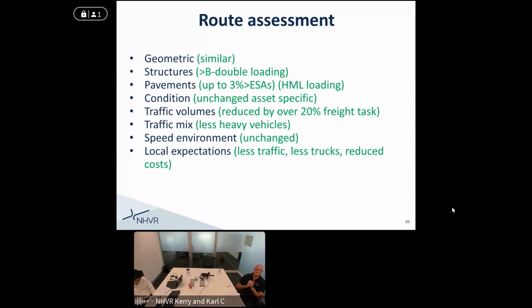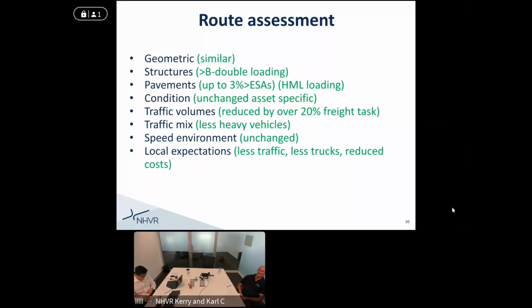Condition again is unchanged, that's specific. Traffic volumes reduced by over 20% for that freight task. So if you're running a GML, you get about 24% less truck movements, and HML you get 21%. Speed environment is unchanged. Traffic mix, you get less heavy vehicles, even though they may be slightly longer.